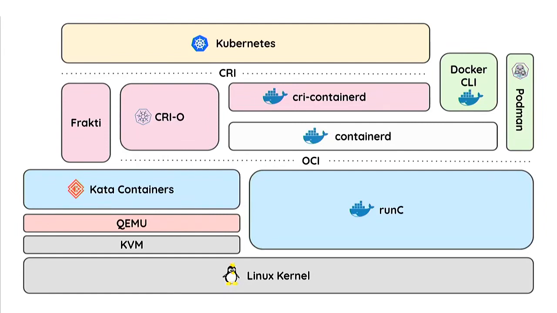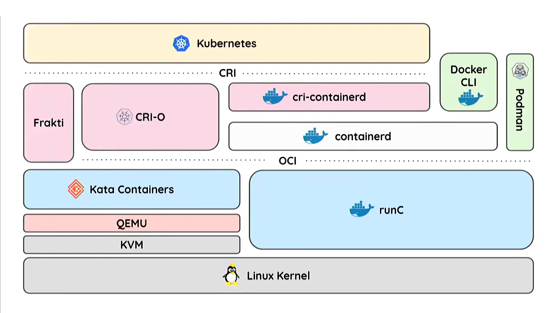So since Kata Containers was an OCI compliant runtime, you could use Podman or Docker to actually run containers directly on Kata Containers. So you did not need that Hyper CLI anymore. That's why it's removed from the diagram.